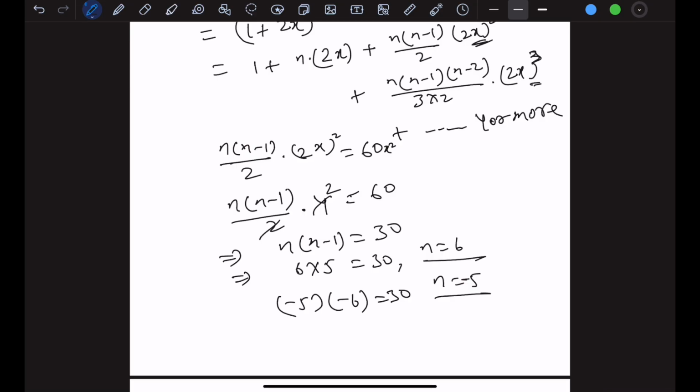Since in the syllabus that we have, n can only be positive. Actually, n is applicable for negative powers as well, and even any real powers, fraction powers and all. But in our syllabus, n is only applicable for positive. So the correct value will be n equal to 6.